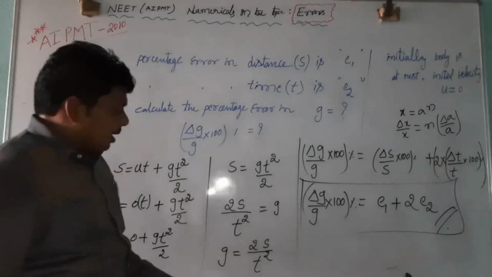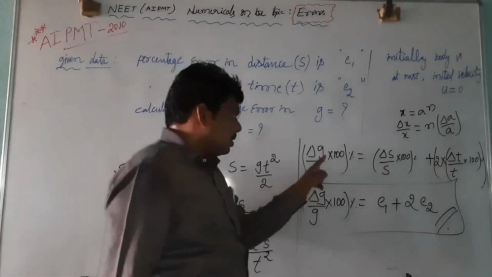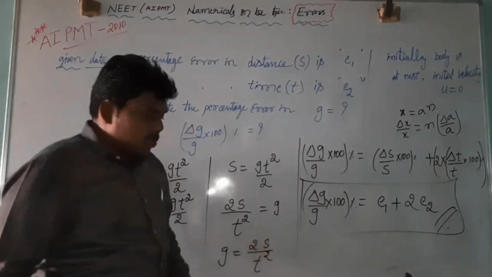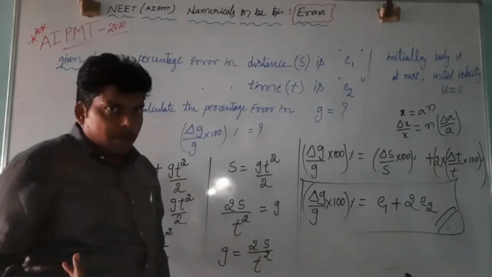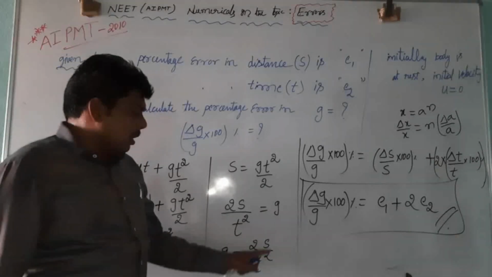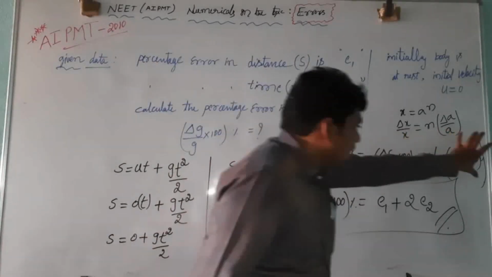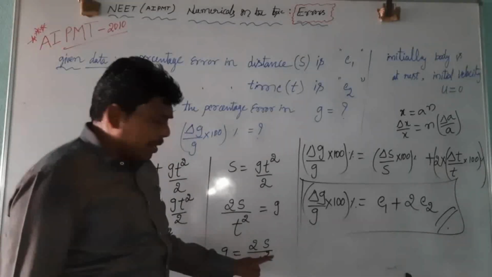Now what you have to calculate is the percentage error in G. Percentage error in G is given by delta G by G into 100 percentage. And here a ratio of 2 quantities is there. Ratio of 2 means combination of errors due to a ratio, so what you have to take is the sum of the percentage errors present in the two physical quantities. Sum of the percentage errors. Here for the t, power 2 is there.